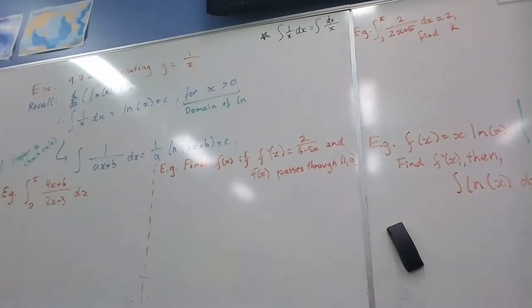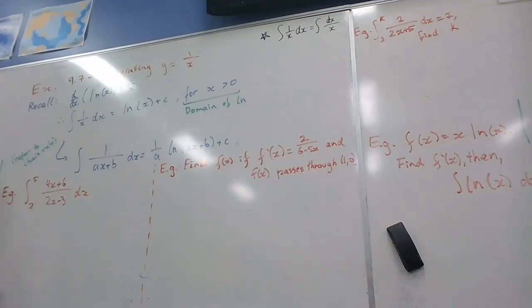Let's apply this. So the first thing, looking at this question, and these are questions from Nelson, I must say. First part of this question is to identify how to make it into a more tangible form. Right now, 4x plus 6 over 2x minus 3, I don't have a formula for that. So instead, what I'm going to do is make my life a bit easier.